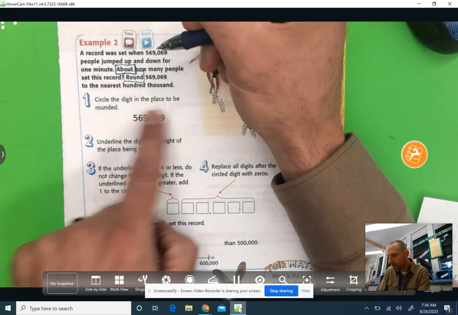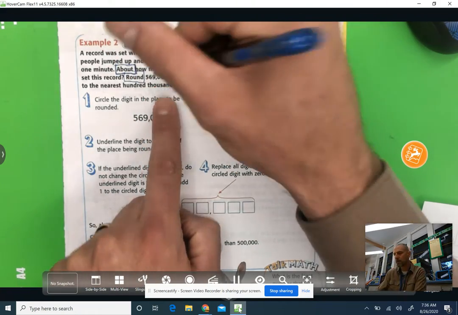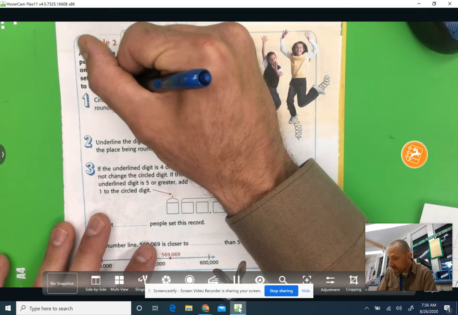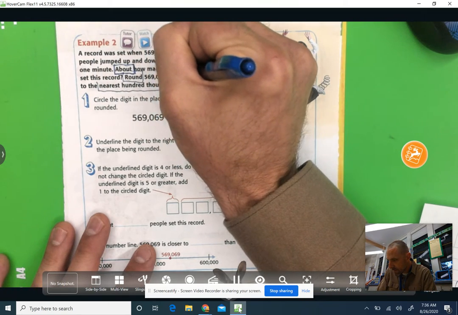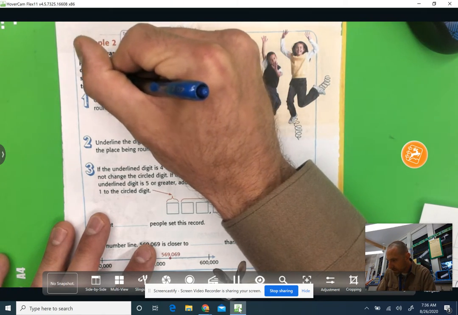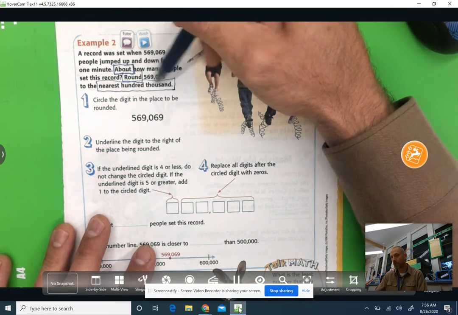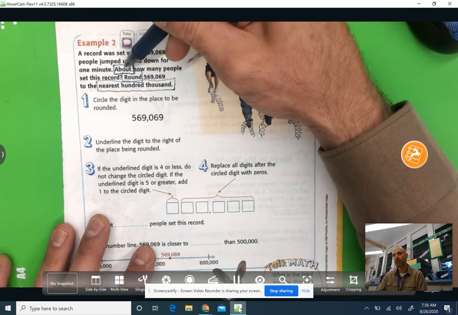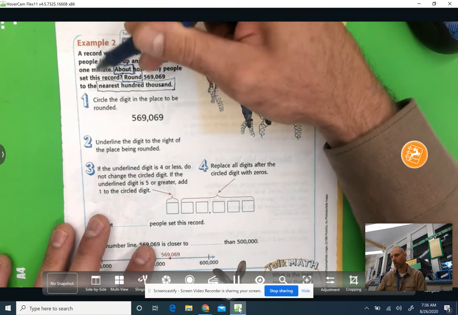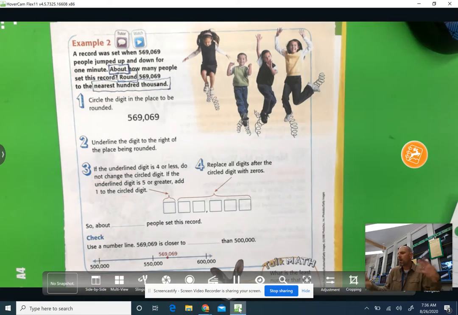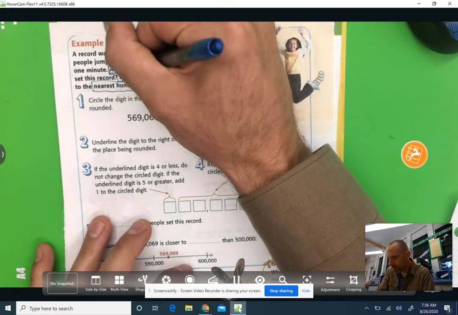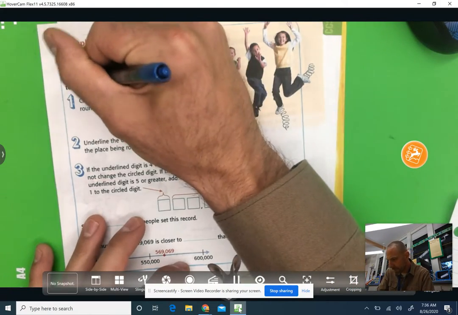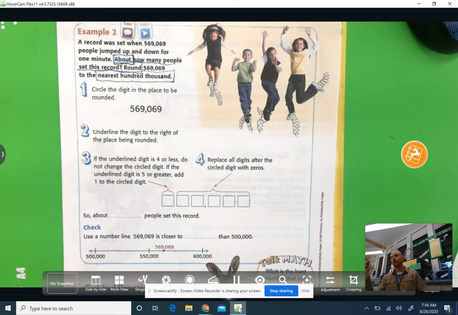Round 569,069 to the nearest thousands, right? So we're going to be rounding to the nearest 100,000s, okay? We know we're rounding because we have the word about in our word problem. About how many hours of sleep did you get last night? Okay. And then our question that we'll underline, about how many people set this record. Okay.